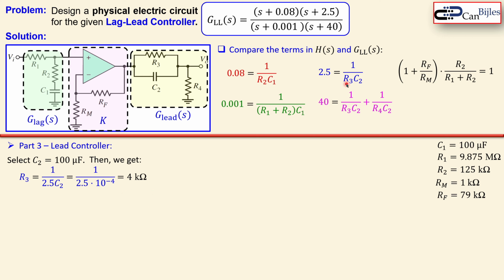Now since we know R3 and actually also this ratio 1 over R3 times C2, we can say the following: 40 is equal to this equation. So we can say this is also actually the 2.5. That means 1 over R4 times C2 is actually 37.5.